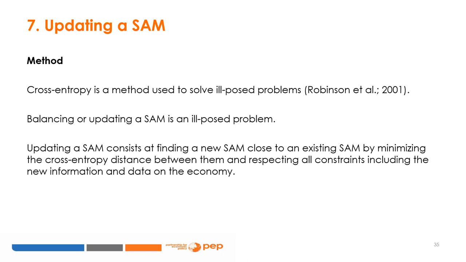Cross-entropy is a method used to solve ill-posed problems, according to Robinson et al., 2001. Balancing or updating a SAM is one of these problems, which is an under-identified problem. Updating a SAM consists of finding a new SAM close to an existing SAM by minimizing the cross-entropy distance between them and respecting all constraints, including the new information and data on the economy.